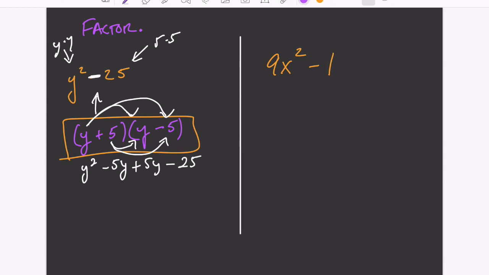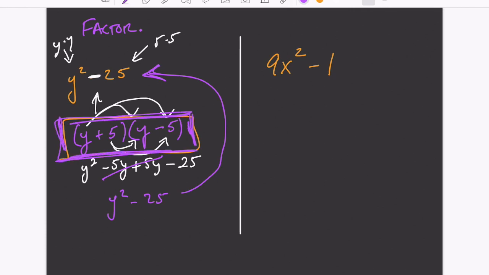And again, these cancel out. That's why you have no middle term, and you just have the y squared minus 25, which is exactly what we got. So we know that this is what we get when we factor it. So when we see a difference of perfect squares, right away we should think, 25 is 5 times 5, and y squared is y times y. And the reason there's no middle term is because one was a plus and one was a minus, okay?